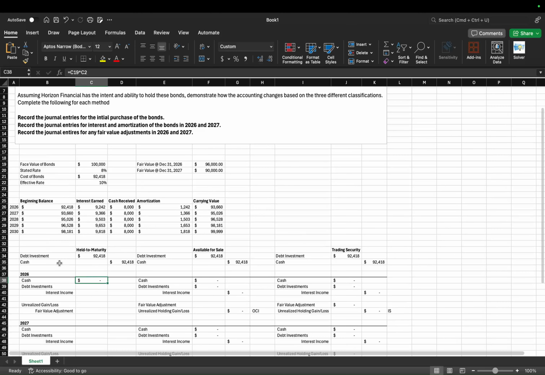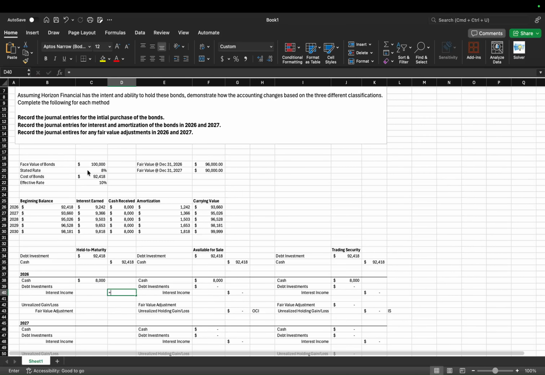Now moving on to the interest and the amortization. Now we're going to be receiving our first coupon payment. Our coupon payments are based on the face value, that's what I was saying earlier. So we're going to take the face value of the bonds times the stated rate.